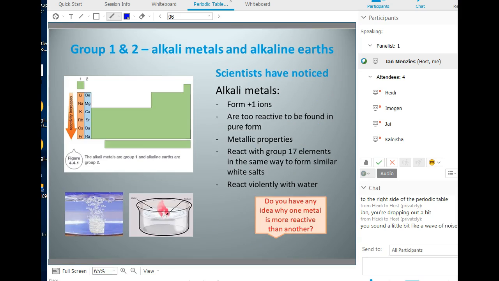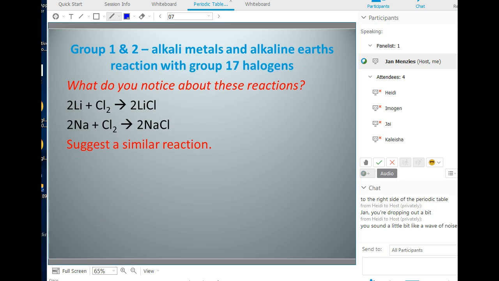All right, now let's see what else. We've talked about the reactivity of metals increasing down the group. Okay, let's see if people can talk. What do you notice about these reactions that I've got up on the screen? I'll try again. What do you notice about the two reactions on the screen? Yes, Emmy?